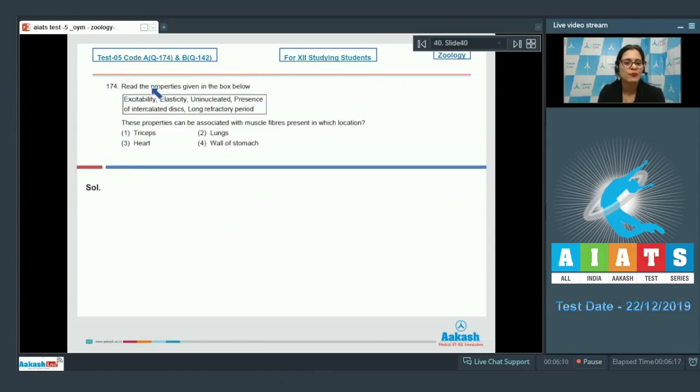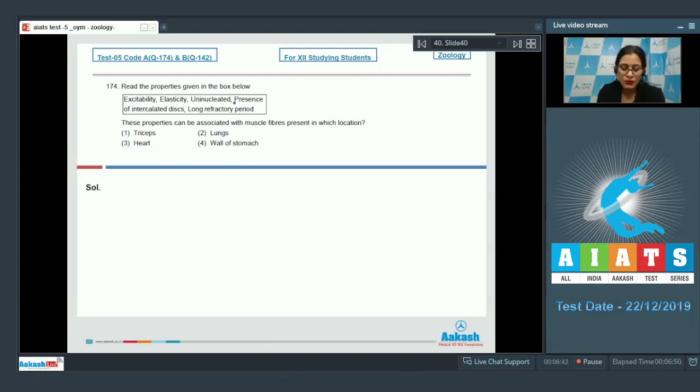Question number 174. Read the properties given in the box below. The properties given are excitability, elasticity, uninucleated, presence of intercalated discs, and last property is long refractory period. These properties can be associated with muscle fibers present in which location, and the locations given are triceps, lungs, heart, wall of stomach.